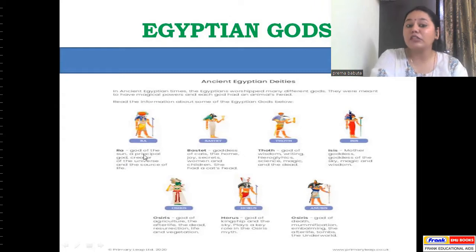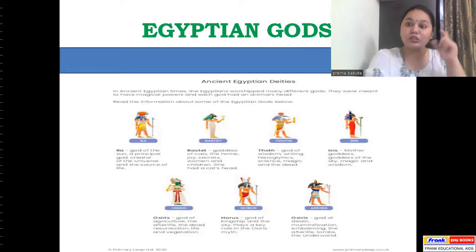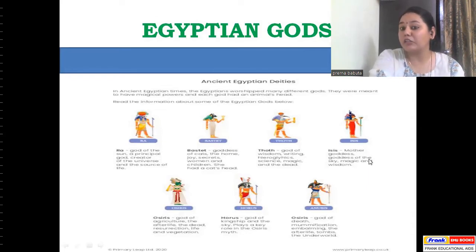So Ra was the god of the sun, S-U-N, not S-O-N, S-U-N. Like we have Surya Devta in our country, in Egyptian civilization it was god Ra. He was the creator of the universe, the source of life. We call the sun the source of life also, correct? Then you had Bastet, who was the goddess of cats. Then you had Thoth, the god of wisdom. Then you had the mother goddess of sky, of magic and wisdom. And then various other gods also.